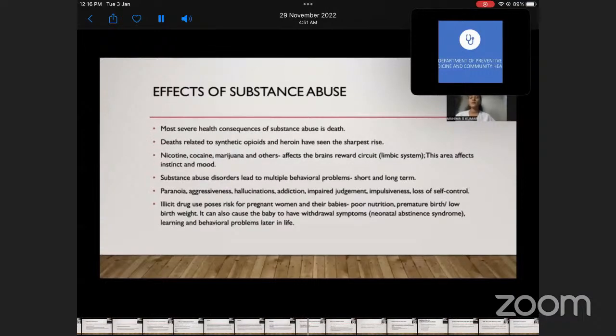Effects of substance abuse. The most severe health consequence of substance abuse is death. Deaths related to synthetic opioids and heroin have seen the sharpest rise. Nicotine, cocaine, marijuana, and other drugs affect the brain reward circuit, the limbic system. This area affects instinct and mood. Substance abuse disorders lead to multiple behavioral problems, which could be short or long term. Illicit drug use poses a risk for pregnant women and their babies: poor nutrition, premature birth, low birth weight. It can also cause the baby to have withdrawal symptoms, and learning and behavioral problems later in life.